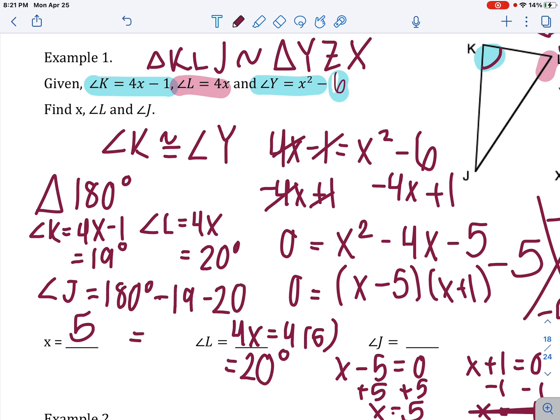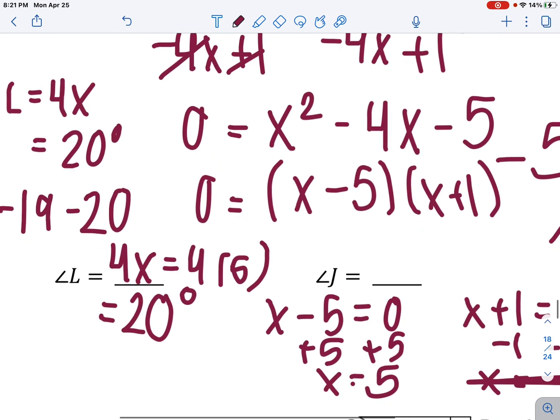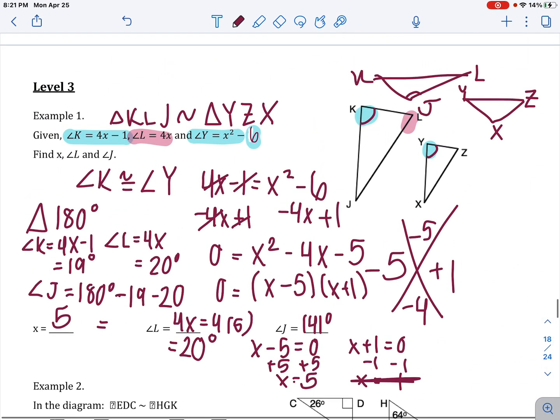So that's why at the beginning I drew the triangle a little bit differently, because angle J actually ends up being 141 degrees, which is a lot bigger than the other two angles. So that's why I redrew the pictures like that. So we always have to check to make sure our answers are making sense, our answers are positive, we're working with shapes, so we don't really care about that negative answer. You can just cross that out.